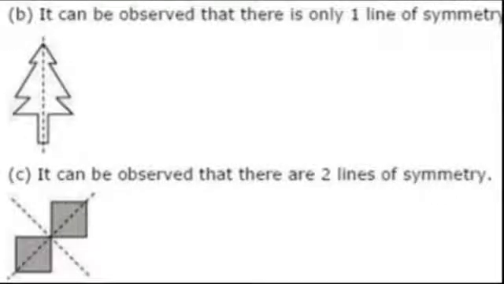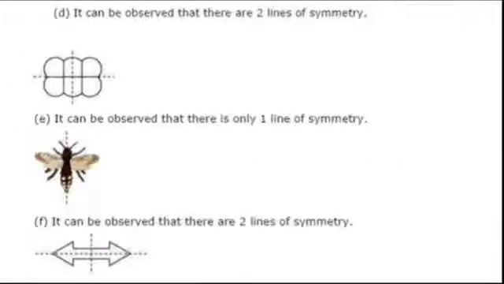The next figure is actually a tree and it can be seen that only one line of symmetry we can draw for this shape. The next is 2 squares attached together and we can see that for this figure 2 lines of symmetry are possible. The next one is D. It can be observed that only 2 lines of symmetry are possible for this figure. As you can see, the horizontal and the vertical.